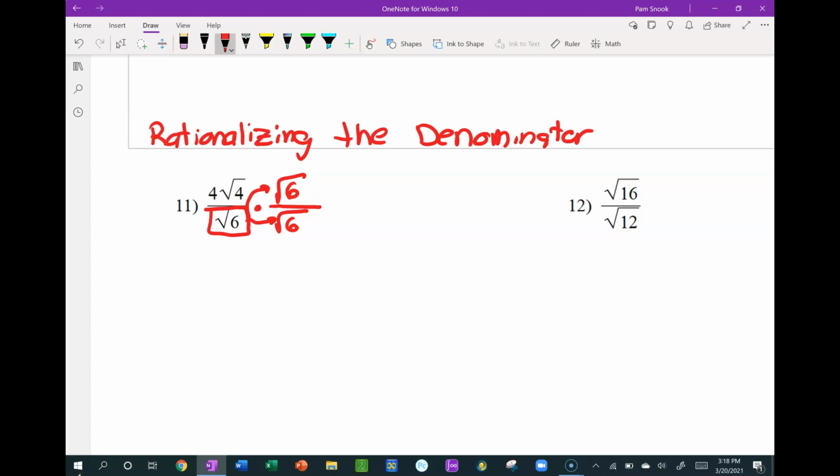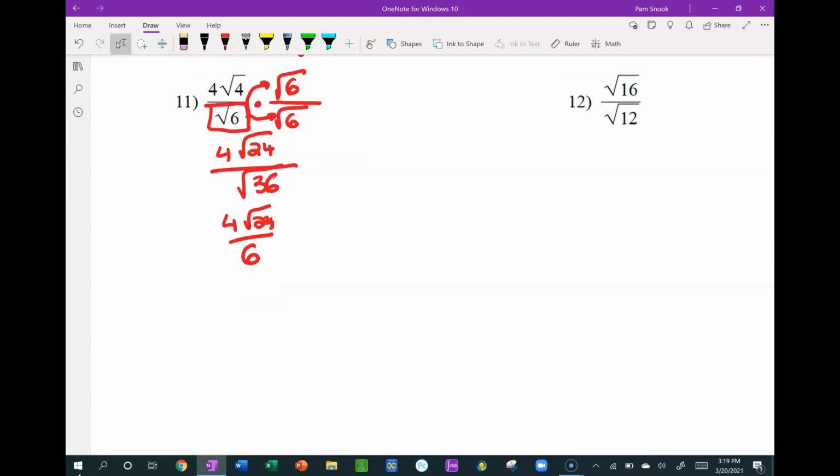And then when I multiply, I'm allowed to multiply underneath the radicals, so I will get a 4 square root of 6, and that's going to be the square root of 6 times 6, or 36. So recall that you can multiply under a radical, so you can just go straight here to 36. Now the square root of 36, well, 36 is a perfect square, so I'm going to get 4 square root of 6 over 6. So now I've got 2 square root of 6 over 3.